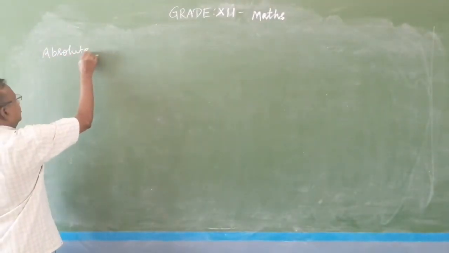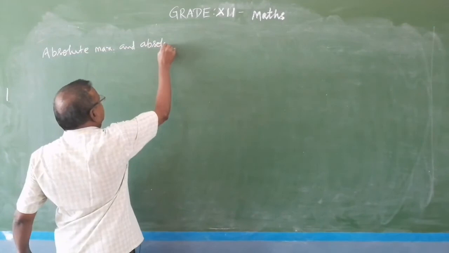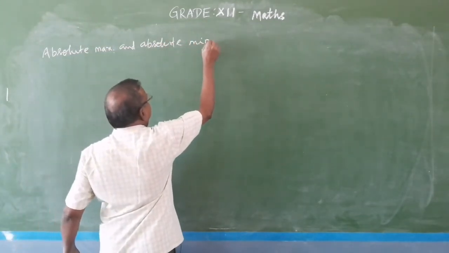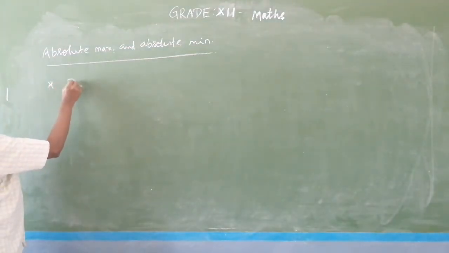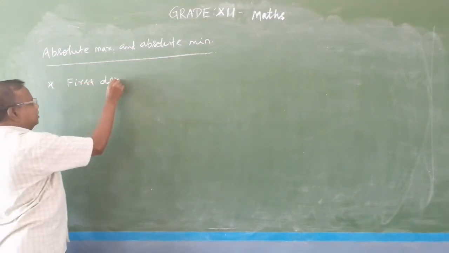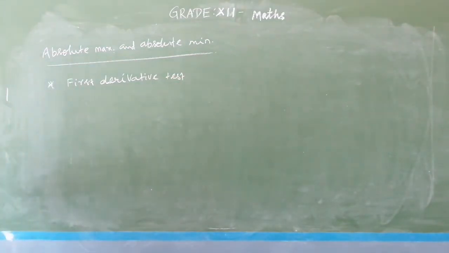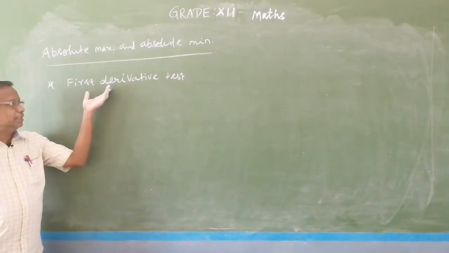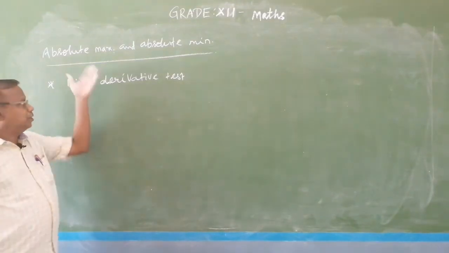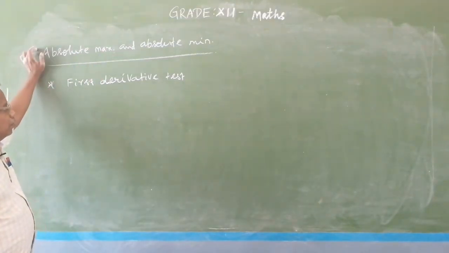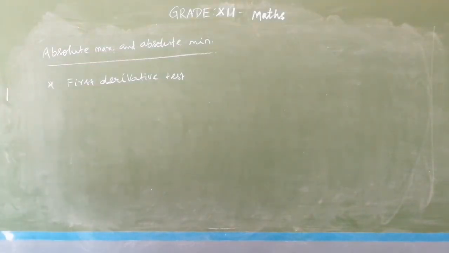Absolute maximum and absolute minimum. Now, first of all, it is a first derivative test, whereas the local maximum minimum is a second derivative test. But the absolute maximum is the maximum of all local maximum, whereas the absolute minimum is the minimum of all local minimum.